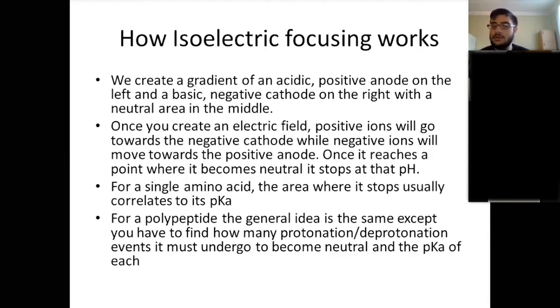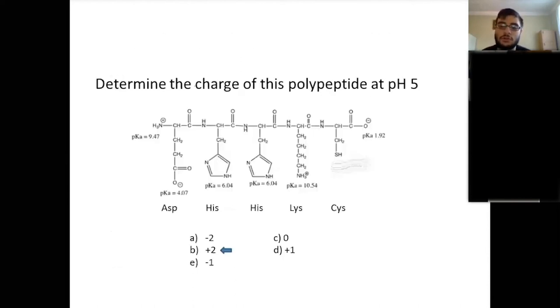For a polypeptide, the general idea is the same, except you have to find out how many protonation or deprotonation events it must undergo to become neutral. For example, with this one, it's +2. That means it must undergo 2 deprotonation events to become neutral. It has to lose its first proton, become +1, then lose another one, become 0. In this case, it'll still be at a pKa of about 6 because the two positive charges are actually the same. It's just two histidines. But if it were two different amino acids causing it to become +2, then it would not be the first pKa, it would be the second pKa value. Okay?